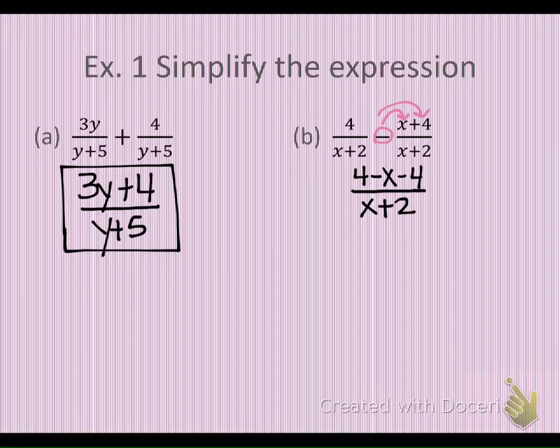Now we can look for like terms. Fernando, do you see any like terms in the numerator that we could combine? 4 and 4. What kind of 4 is that second one though? Negative 4. Good. So what is 4 minus 4? 0. And since we have a negative x in the numerator still, we don't need to bring down the 0. We're just going to bring down the negative x and of course the x plus 2.